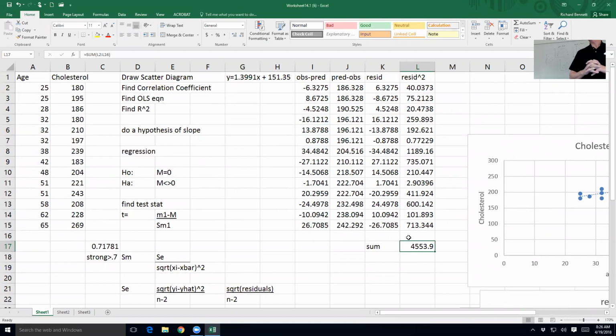Bueller? Tyler knows. What do we do with that number? Are we trying to find the S of E? We need to find the S of E.